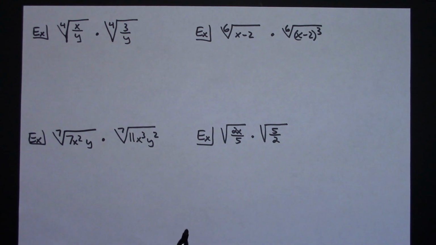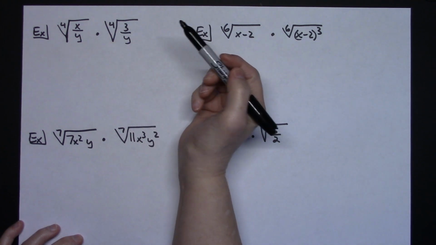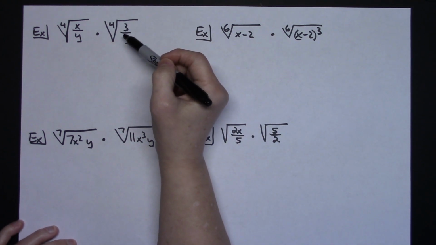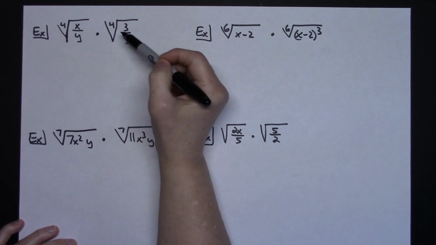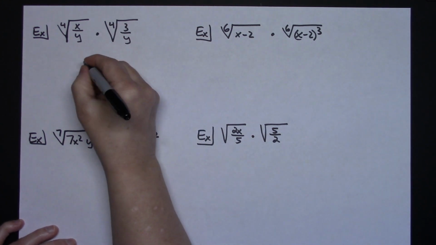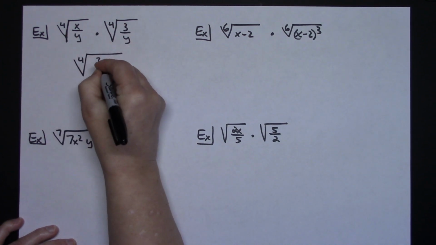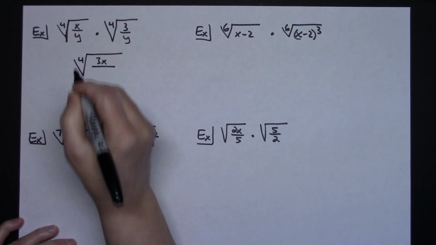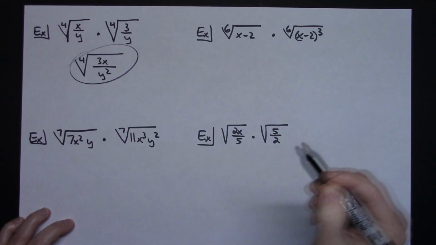Taking a look at these 4 examples, it really doesn't make any difference what's underneath. In this scenario, I've got some little rational expressions here. I'm still going to multiply them just like I normally would. When I multiply fractions, I multiply straight across the top, straight across the bottom. So I'm going to have the 4th root of 3x on top, and the y times the y on the bottom is going to give me a y squared.